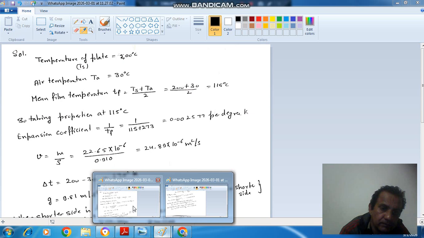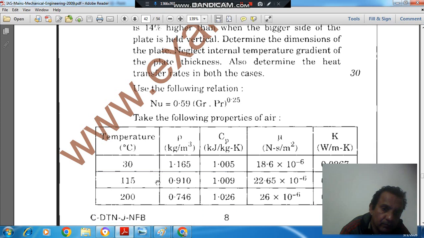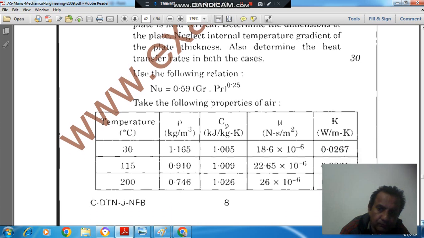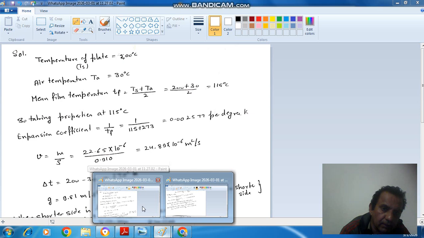First of all, it is given that the temperature of the plate is 200 degrees Celsius. So Ts is 200 degrees Celsius and the ambient air temperature T infinity is 30 degrees Celsius. So the mean film temperature is the average of these two, that will be 115 degrees Celsius. So we will take the properties at 115 degrees Celsius from this table, and note down these properties rho, Cp, mu and K. Okay, so now we'll use this in the correlation.